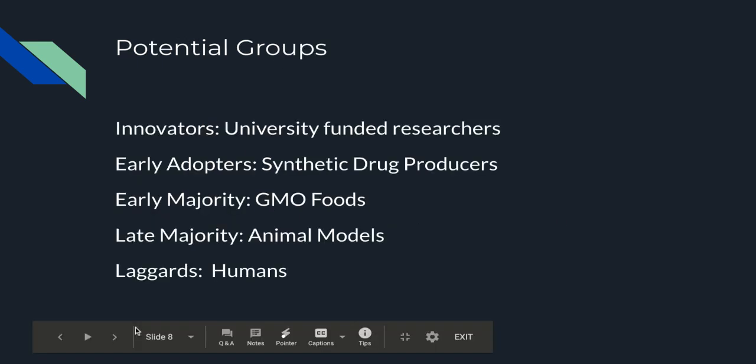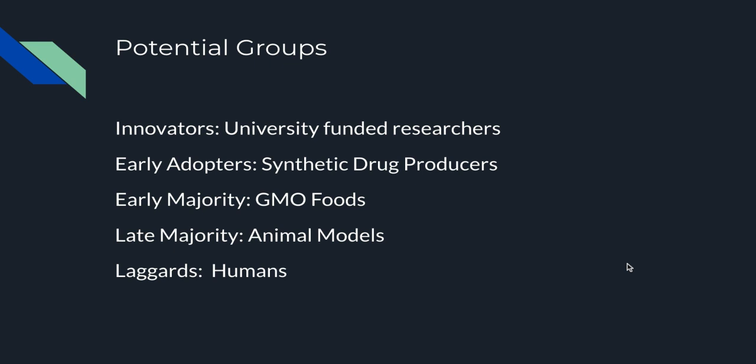So now we're going to look at the potential adopter groups of CRISPR. First, we're going to start with the innovators. From the timeline, we can see that this was university-funded research. These are the people who discovered CRISPR. The early adopters, as you can see, were the synthetic drug producers, specifically using genome editing to create insulin. This wasn't exactly CRISPR, but these were the early adopters of this.